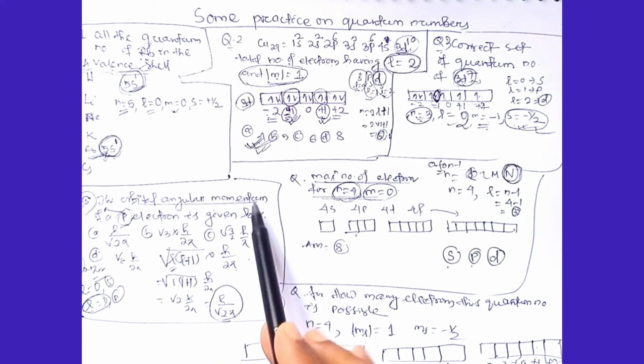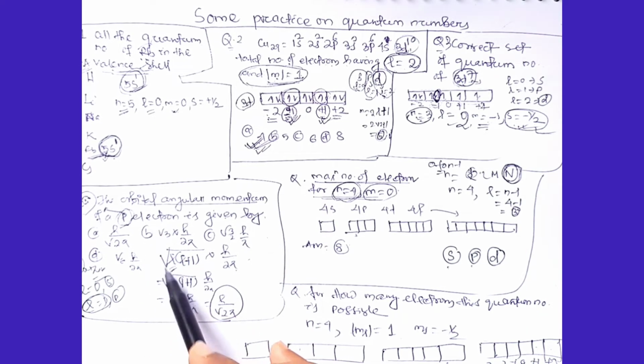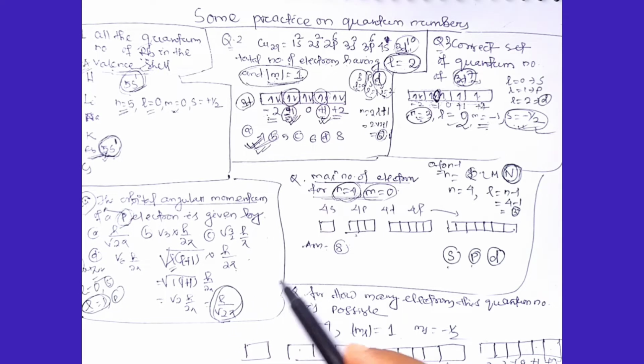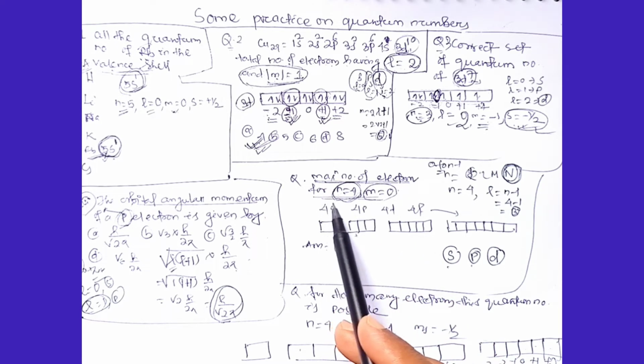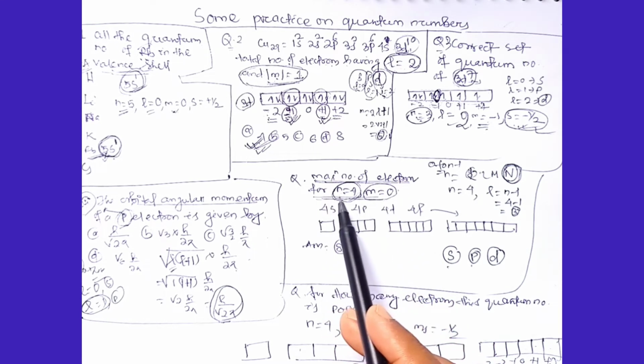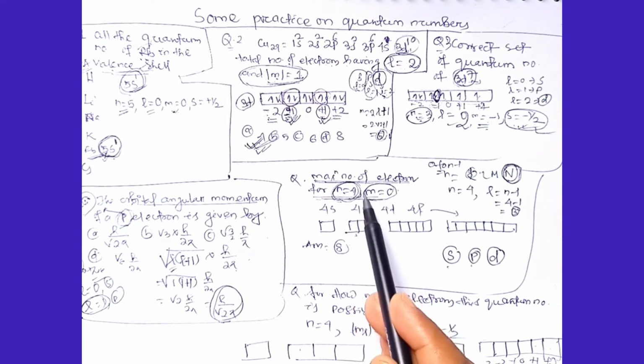The orbital angular momentum formula is √(l(l+1)) × h/2π. So simply, in place of l, you put the value 1 and we get the answer h/(√2 π). Now the next question is: the maximum number of electrons for n equal to 4 and m equal to 0.